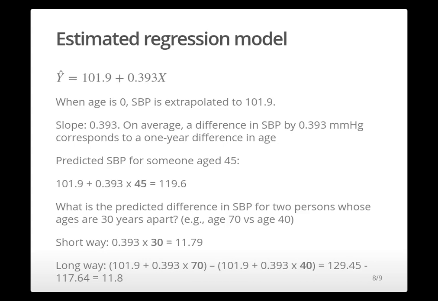We reviewed simple linear regression between two variables, namely systolic blood pressure and age. We saw that the relationship is fairly linear and we could use a linear model to explain the relationship.